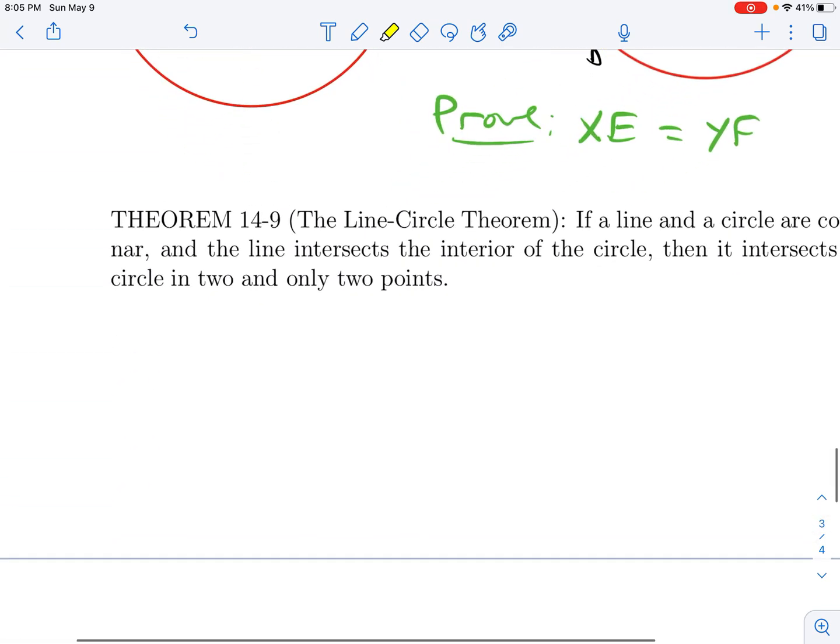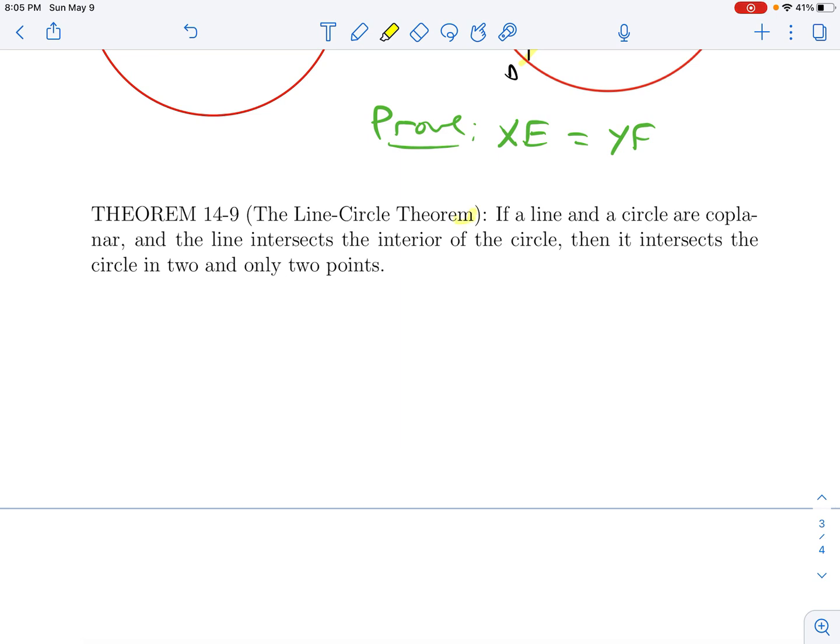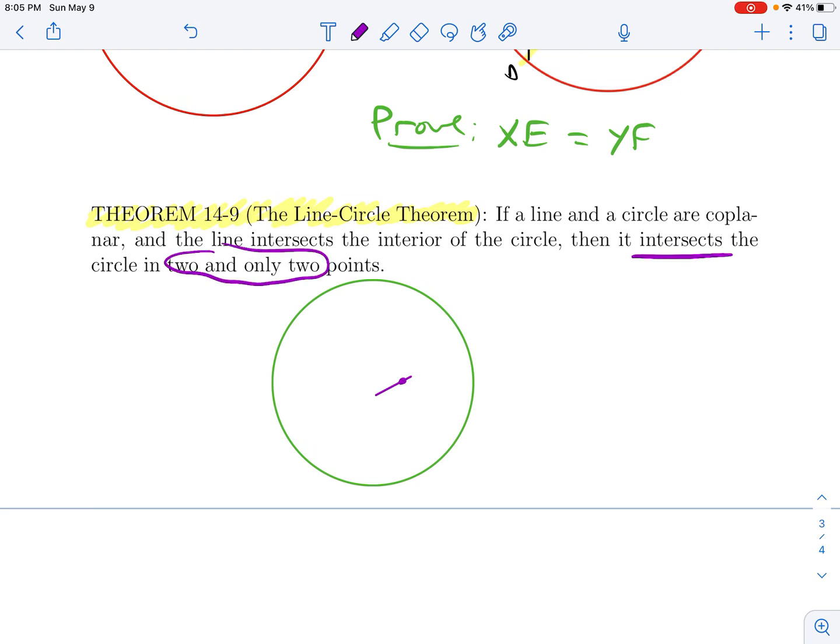Okay, just one last little thing here. This theorem, I'm not going to prove it, but it's one of these theorems where it says something very obvious, but it's nice to know there is a proof. I'm not including it. You can ask me about it if you're curious. This is called the circle line theorem. So it says if a line and a circle are coplanar, and the line intersects the interior of the circle. So here's a portion of the line, and it's definitely going through an interior point. Then, what we know is that this line intersects the circle in two and only 2 points.